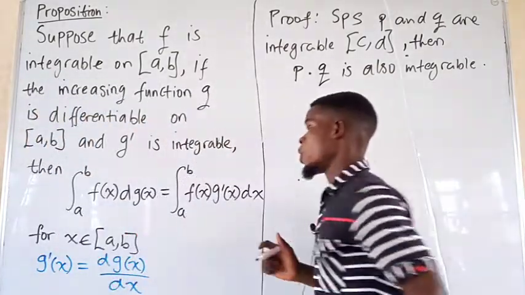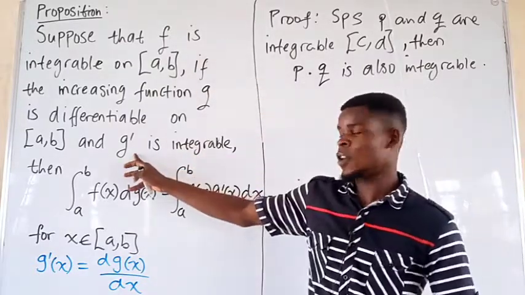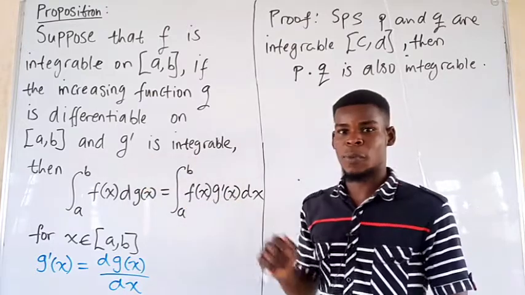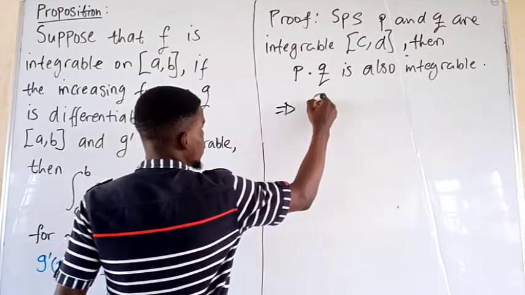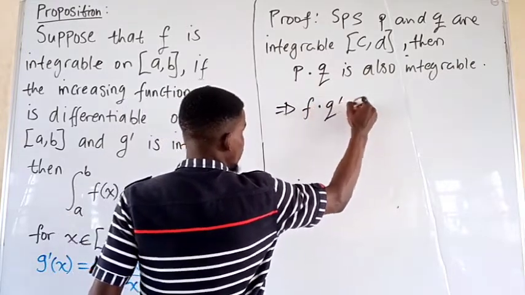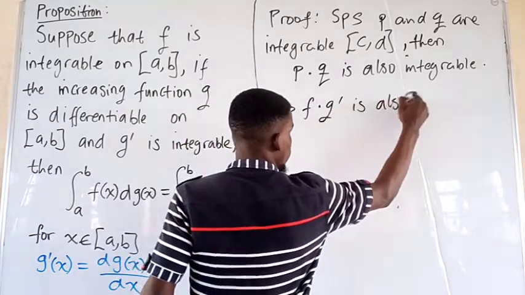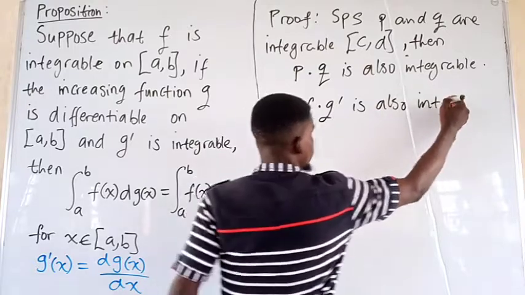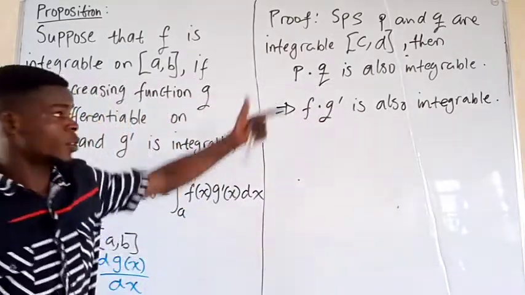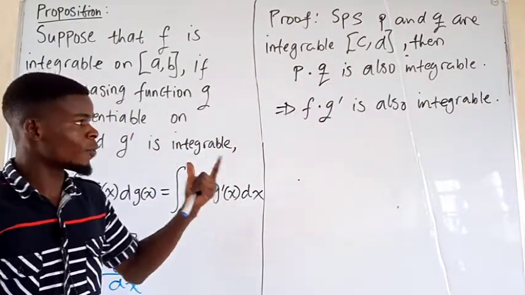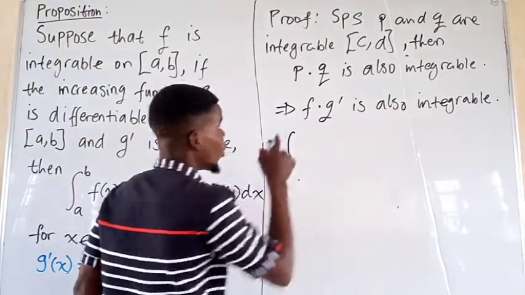Now look at this. We have f to be an integrable function, and down here we have the derivative of g, that is g prime, to also be an integrable function. That means that the product of the two, f and g prime, is also integrable, from the proposition we have at the top. So the product of these is also integrable. Let's go ahead and put that down on a closed interval.